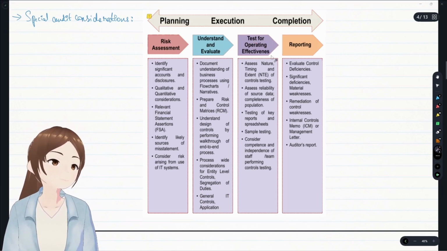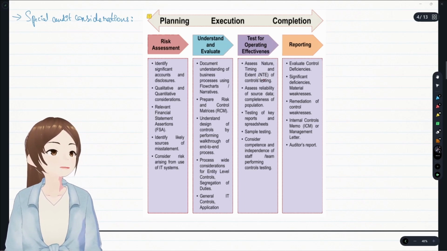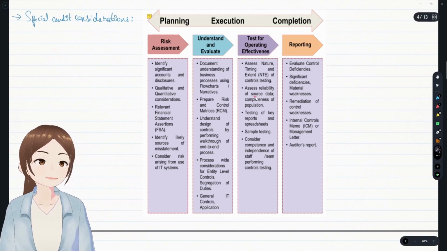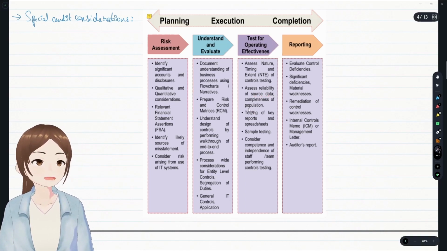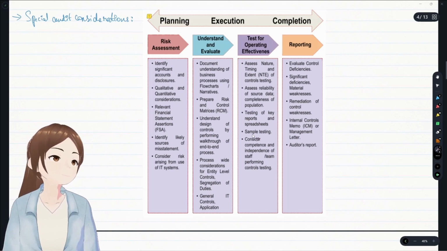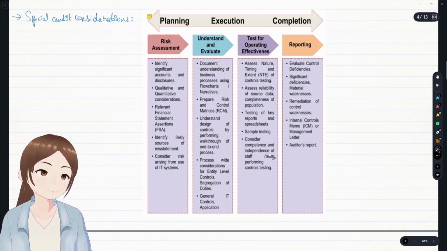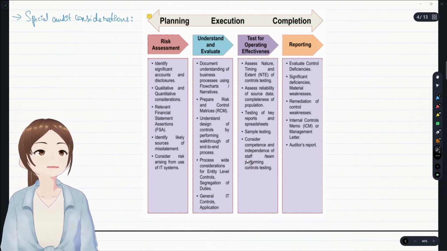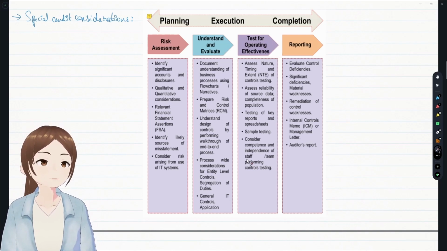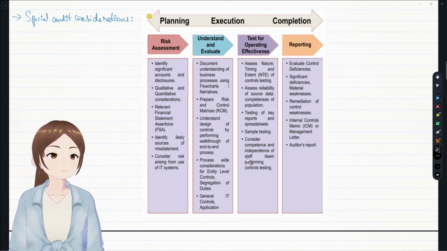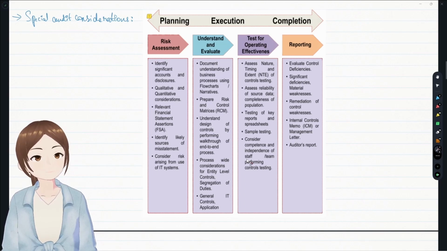Testing of operating effectiveness: whenever there is internal controls testing, we need to have nature, timing, and extent, and the reliability of the source data, testing of reports, sample testing, and competence and independence of staff. Why independence of staff matters is that frauds by staff are more easily identified when they are not so well curated by management. They are very well designed so that it couldn't be caught. We have to test the independence of the staff also.